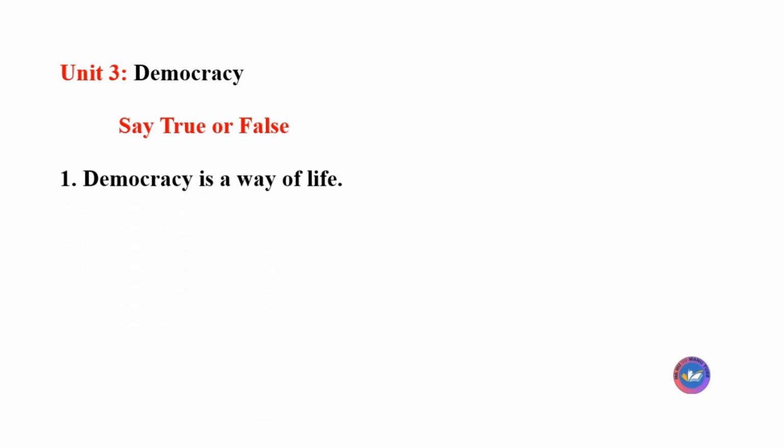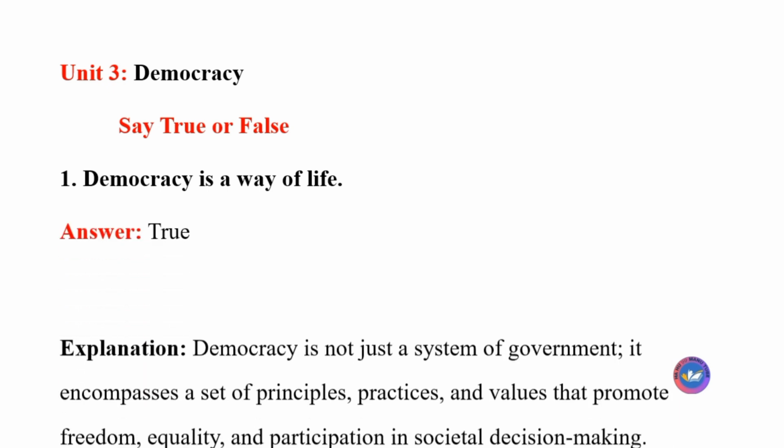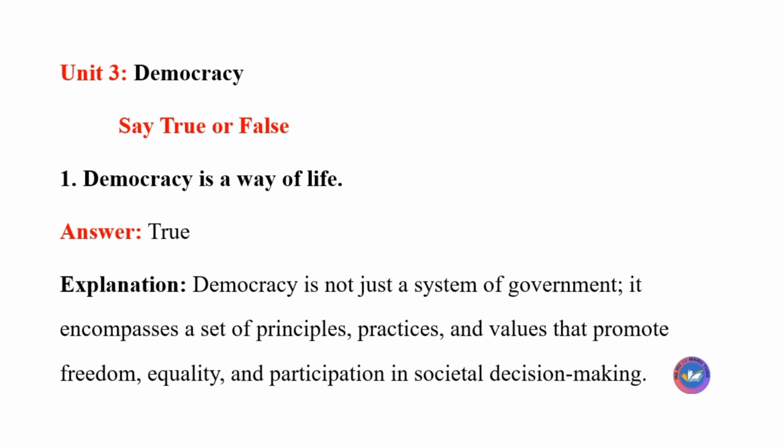Unit 3. Say true or false. Question number 1. Democracy is a way of life. The answer is true. Democracy is not just a system of government. It encompasses a set of principles, practices, and values that promote freedom, equality, and participation in societal decision-making.